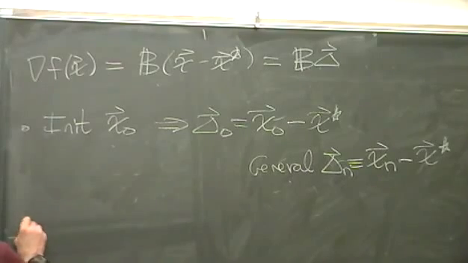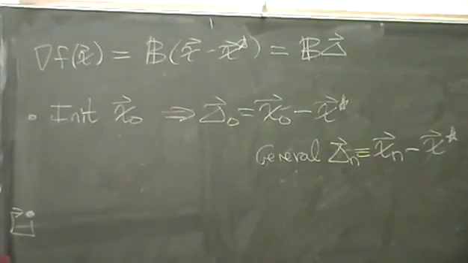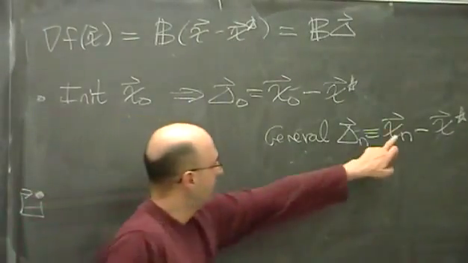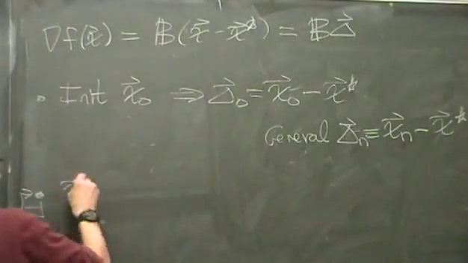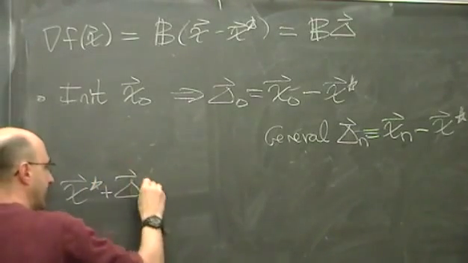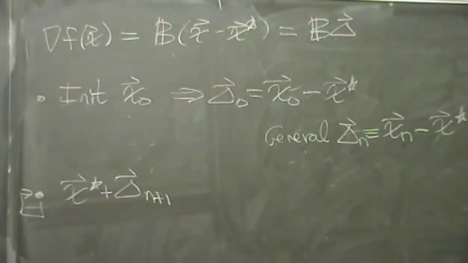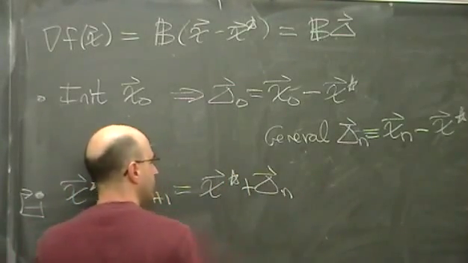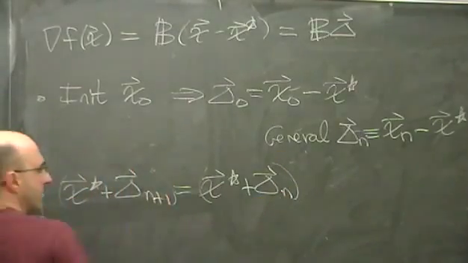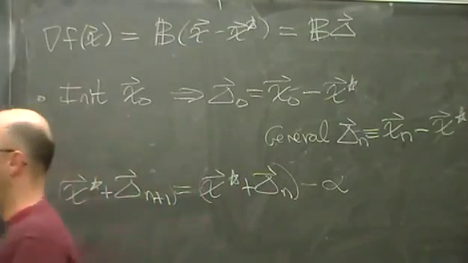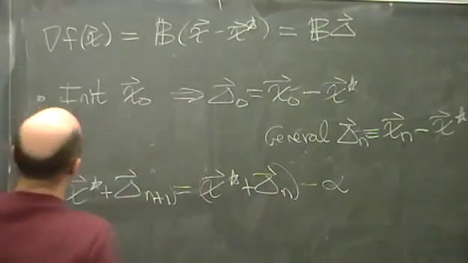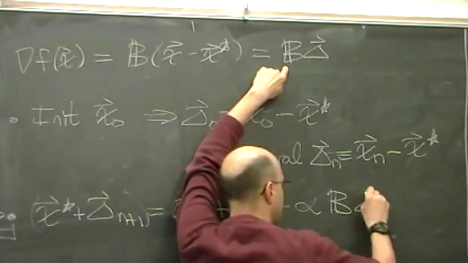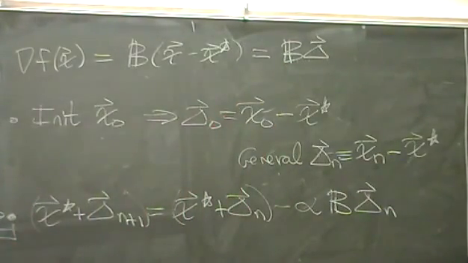Now here's where things get a little more enlightening, on the iteration part. In the iteration, I have x_{n+1} equals x_n minus something. So x_{n+1}, from this definition, is just my solution point plus whatever the error is at iteration n+1. And that's going to equal x_n, which is my solution point plus my error at step n, minus alpha times the gradient of f at point x_n, which would be B times (x_n minus x star), or just B times delta n. Just directly substitute.